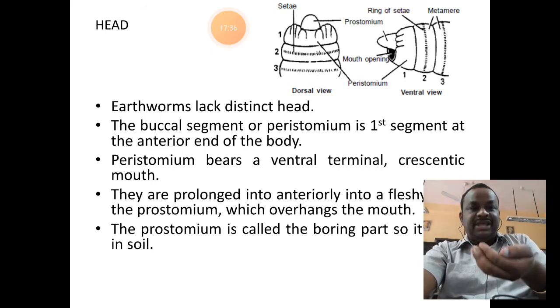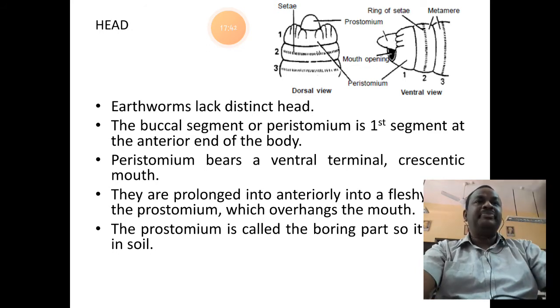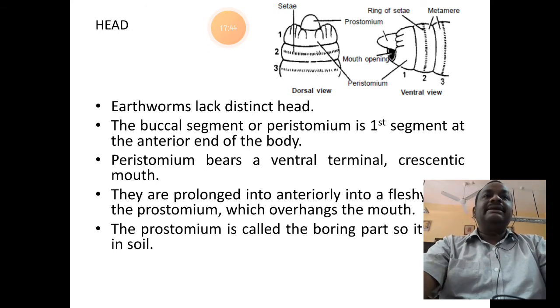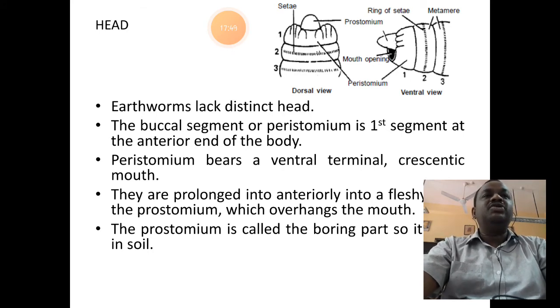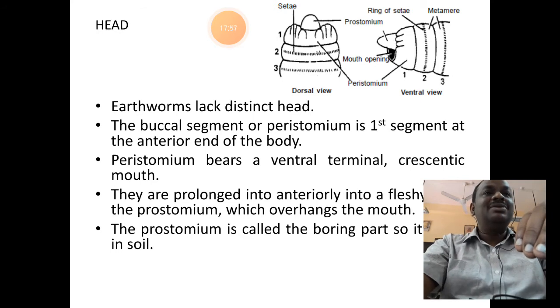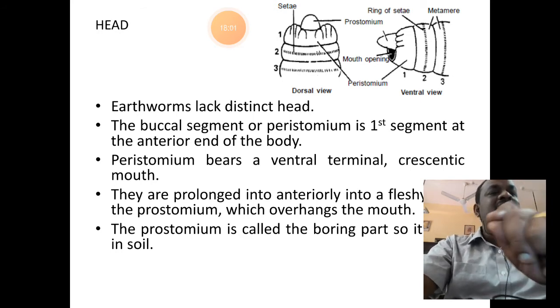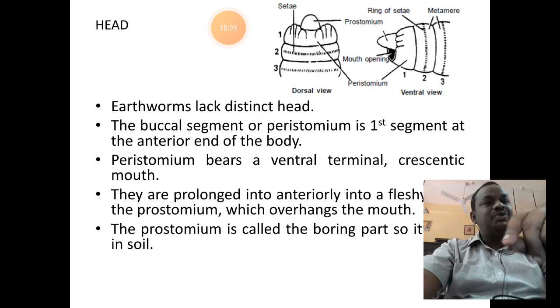Now, the mouth is a crescent shaped structure. Crescent means it is something like a cup. Okay, crescent means it is a wider cup-like opening, and this mouth is protected by means of a mass of the body which gets extended from the anterior peristomium region called prostomium. So, prostomium is an additional part attached to the peristomium.